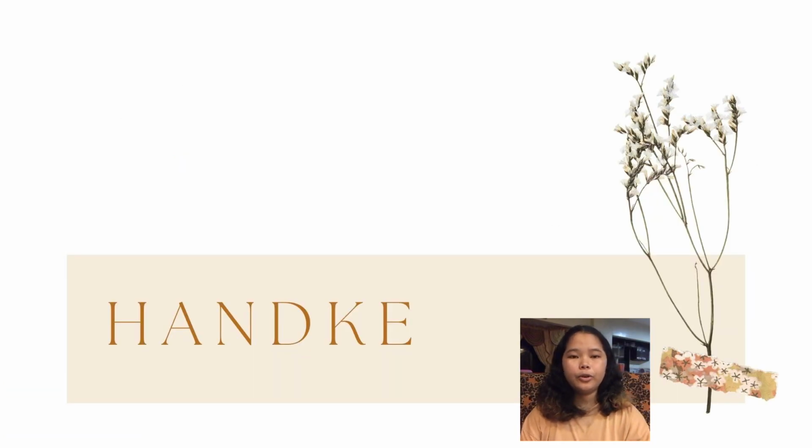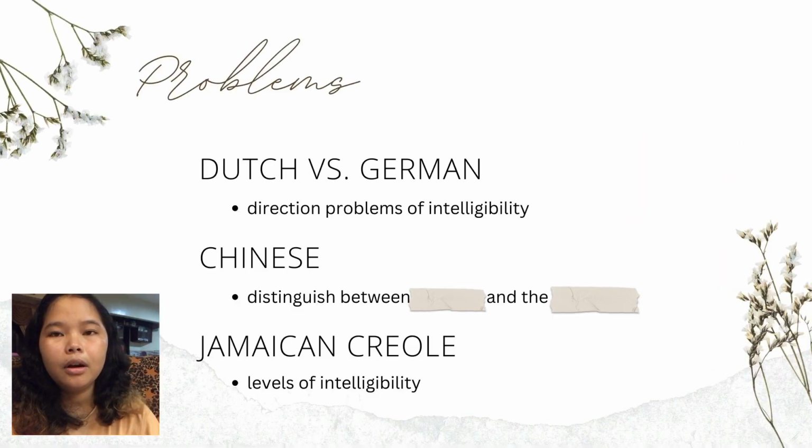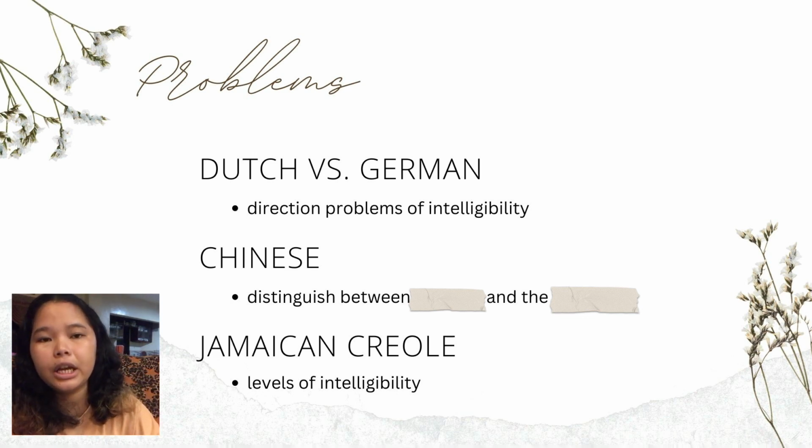Now we're going to Hanke. Hanke gives an example of the problem in the video, but I'll just give a description of those problems. There are three problems, and I'll start with the first one, which is Dutch versus German: directional problems of intelligibility. A speaker of Dutch can understand German, but a German speaker can't understand Dutch.